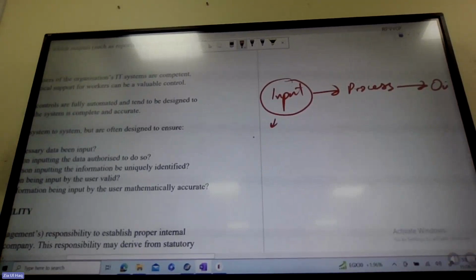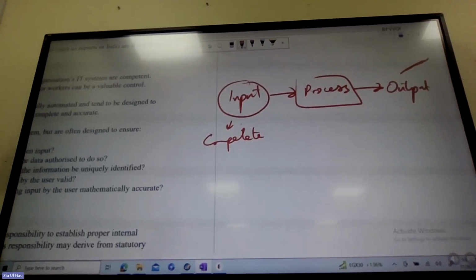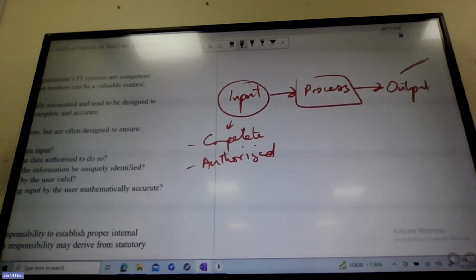If we input complete data into the system, it will process accordingly and provide the complete output. If the data input is incomplete, can we get the complete output? No. This input should be entered into the system through an authorized user only. If the input data is entered through an unauthorized user, they might enter wrong data into the system. That will be processed and the output produced will also be wrong.